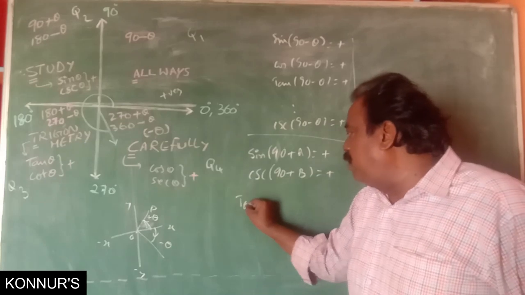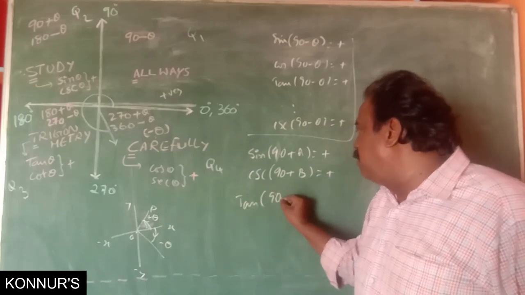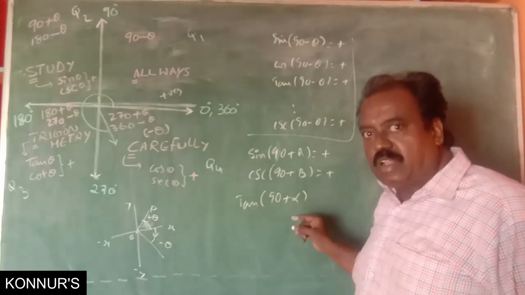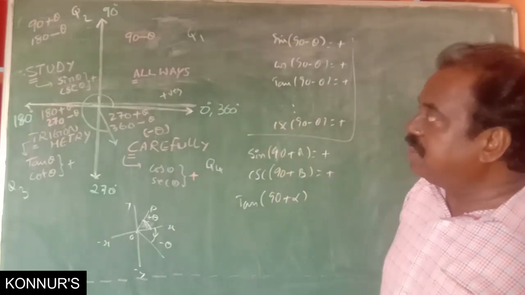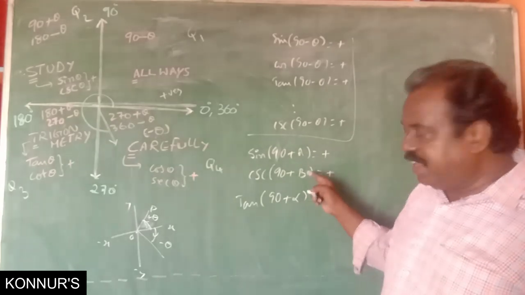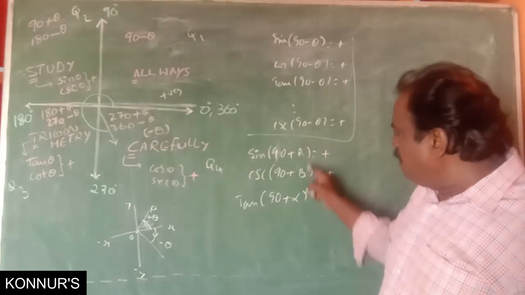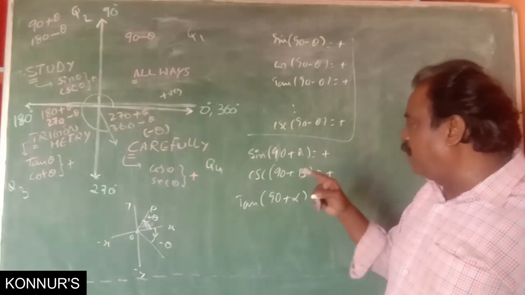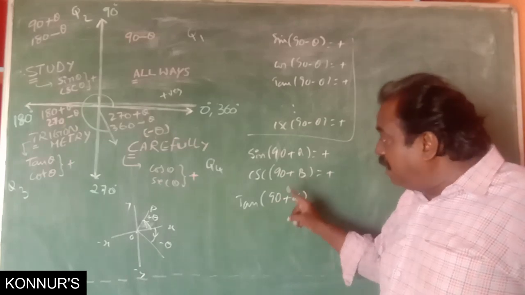Cosecant of 90 plus B is positive, for these two cases, sine and its reciprocal cosecant. Suppose tan of 90 plus alpha is there. Don't confuse. I wrote theta there, but I am writing alpha, beta here, just like any theta means it is general. Okay. 90 plus, here also second quadrant.